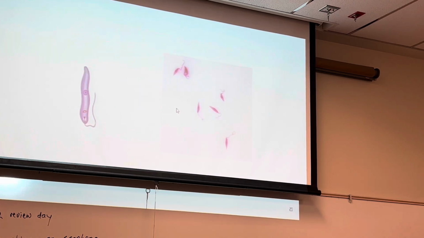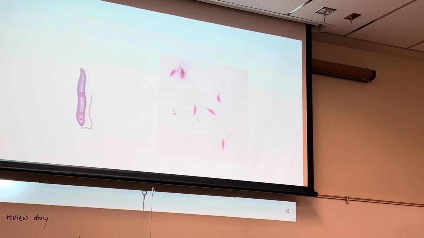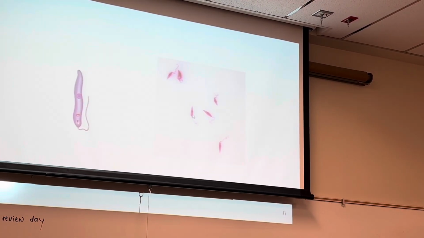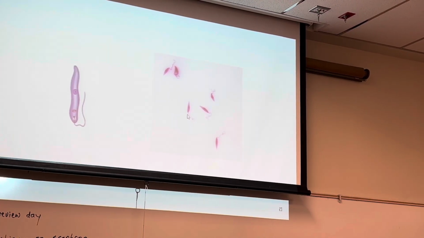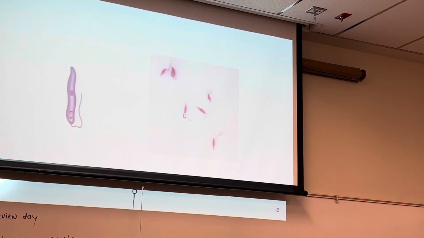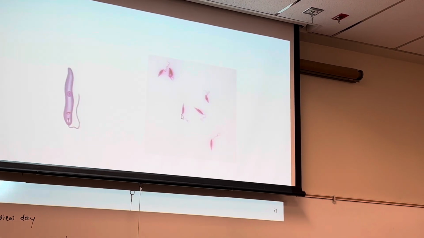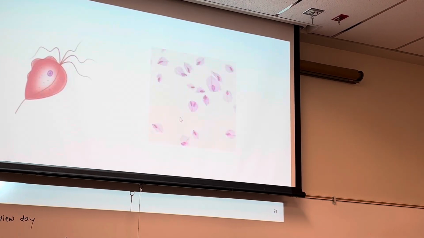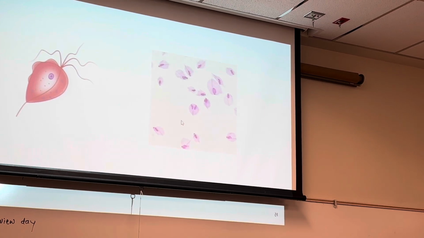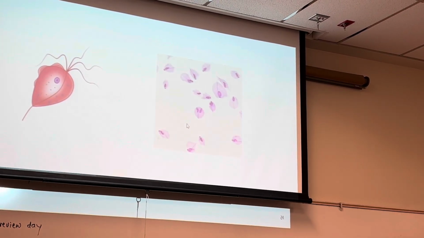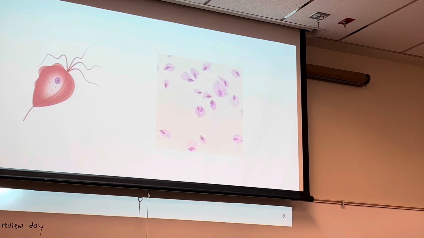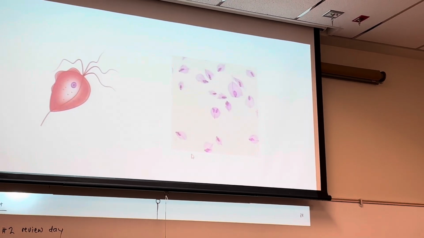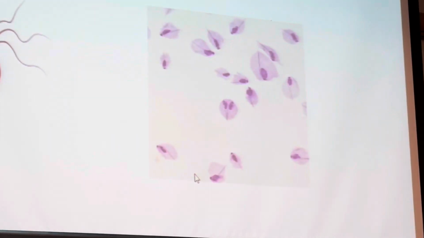Here's another protozoa. This one is Leishmania. This one is from the sand fleas, and it's aerobic. It's one of our pustular or purulent rashes. This is Trichomonas vaginalis. This one is sexually transmitted. This could be a swab from a penile swab or from a vaginal swab from a patient.